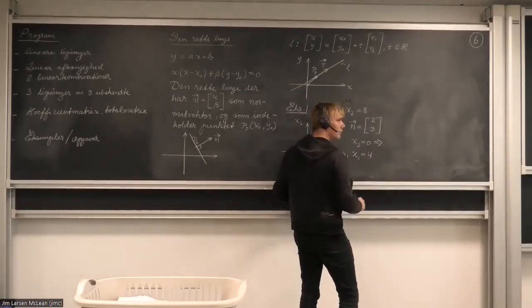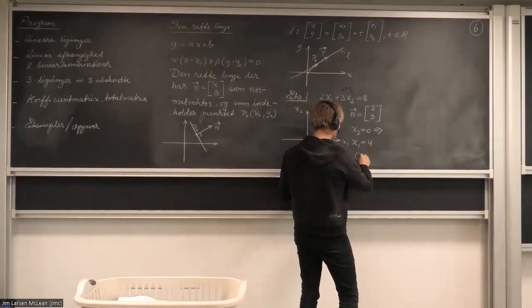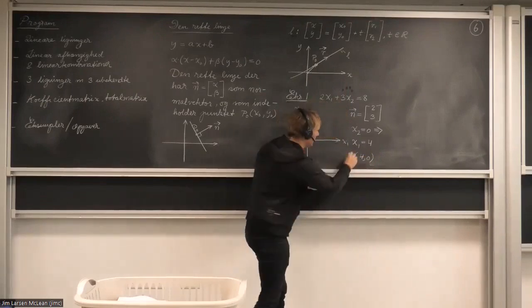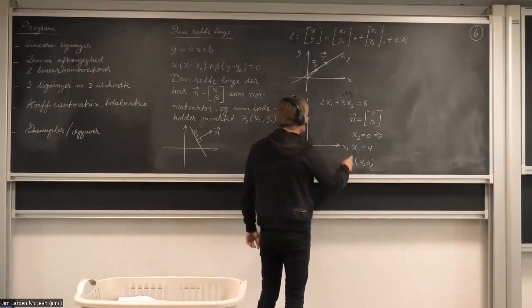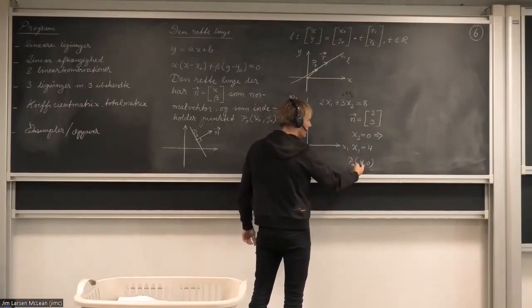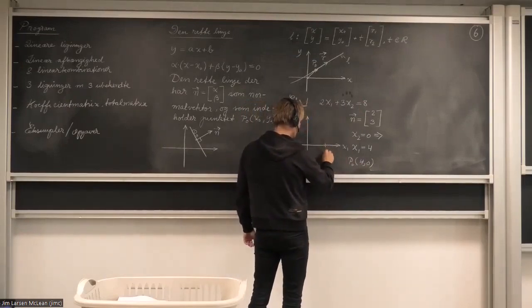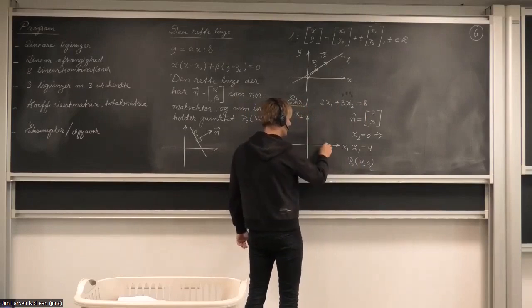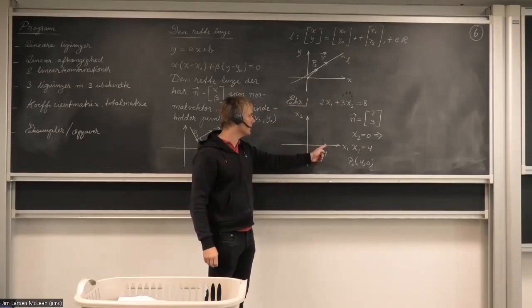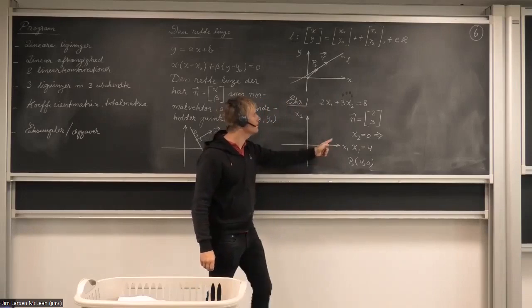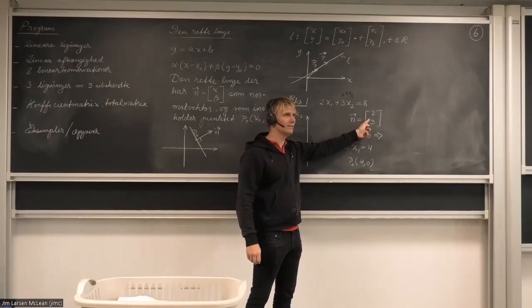I have a point now. My point is (4, 0). Are you with me on that? So that means I know that this line passes through the point (4, 0). Let's say it's here. So my line has to go through there. And there are infinitely many lines that go through there. But there is only one of them that is angled correctly relative to the normal vector.